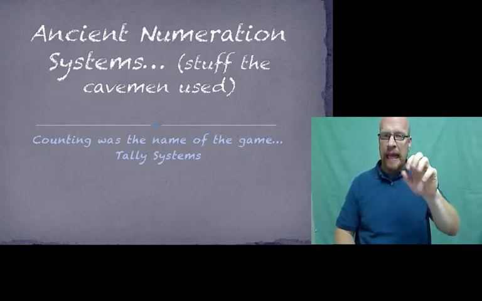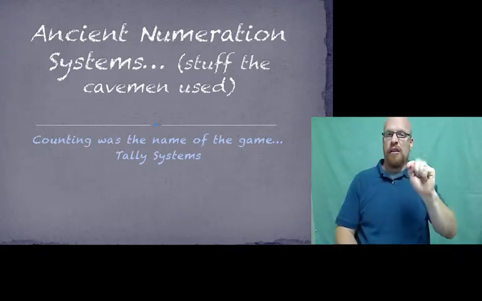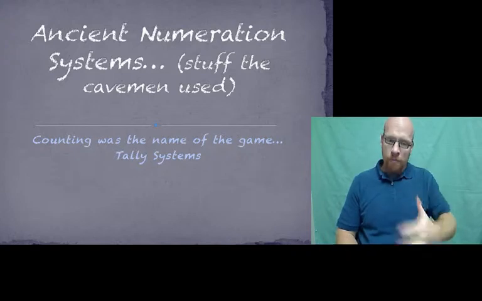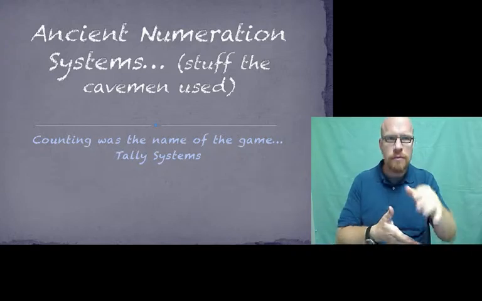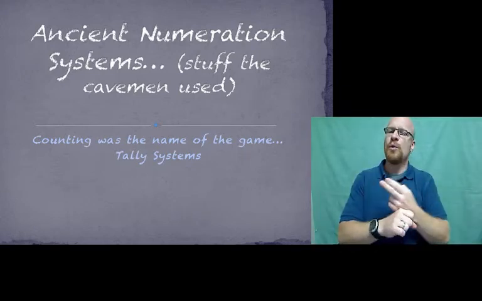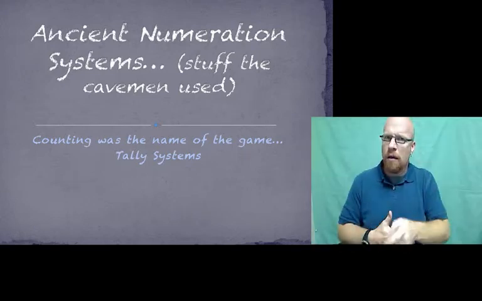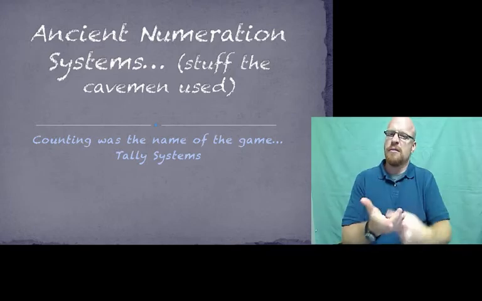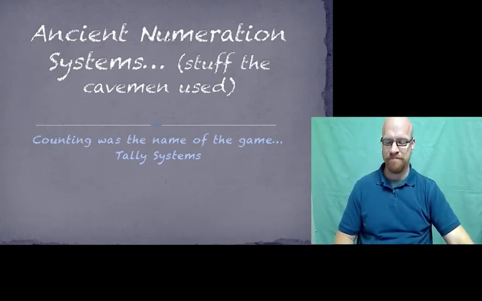The first system, quote unquote, that cavemen or ancient tribes used was counting things in their environment. They needed to know how to notate this, how to put this down to remember the amounts. And that's what we'll discuss now.